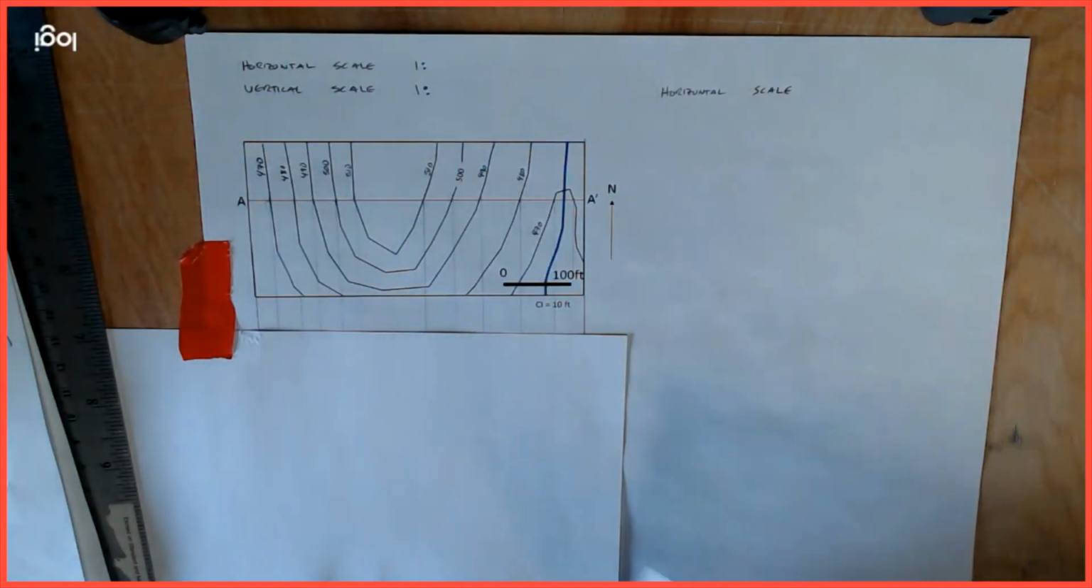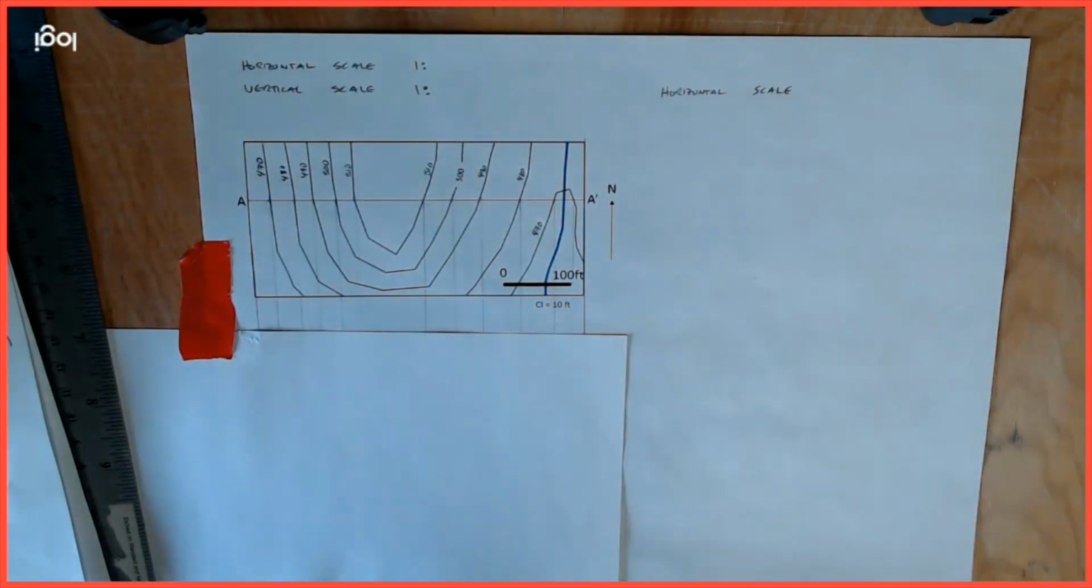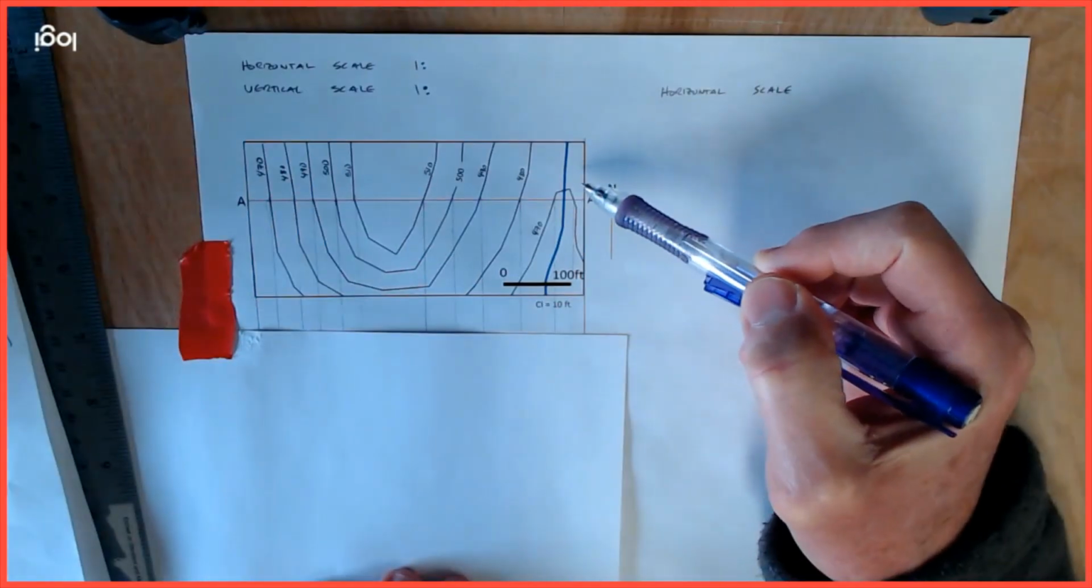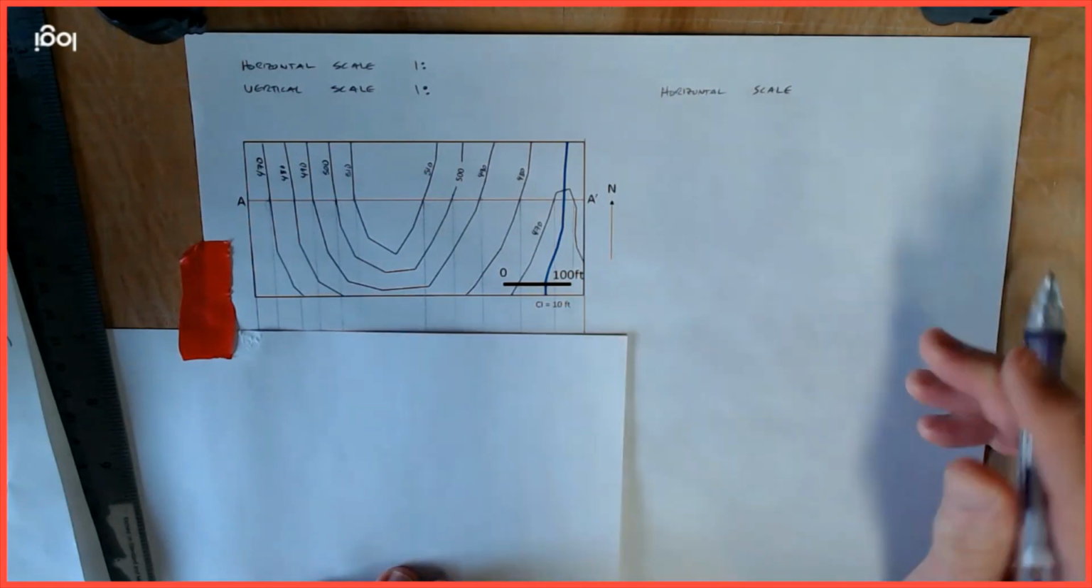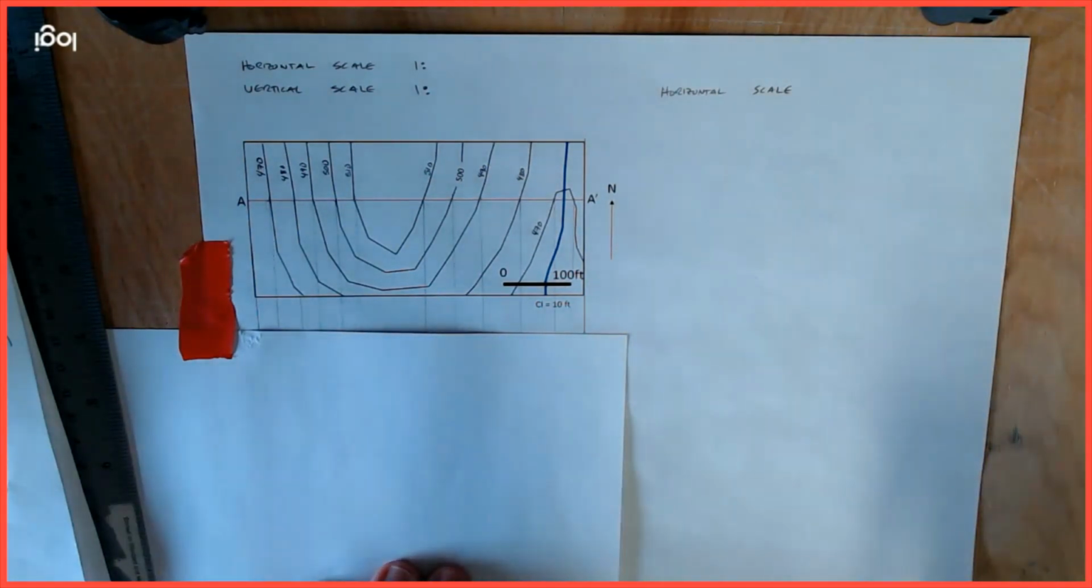So now I did a little work ahead of time which is going to save us some trouble. So on this map I've labeled every single contour line. That's going to help us. And now we need to figure out our scale. We need to know our horizontal scale, and from that we're going to make our vertical scale. So how are we going to figure out our horizontal scale?